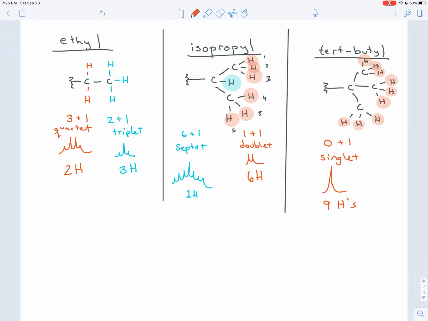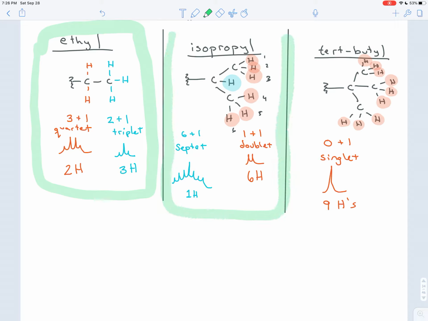So these are going to be really crucial patterns to recognize. If you have a quartet and a triplet, instantly think ethyl. Look for integration patterns of 2 and 3: 2 for the quartet, 3 for the triplet. If you have a septet and a doublet, think isopropyl, especially if you have integration values of 1 for the septet and 6 for the doublet. And if you have just a singlet, but with an integration value of 9 hydrogens, then you'd want to think, okay, probably a tert-butyl group.